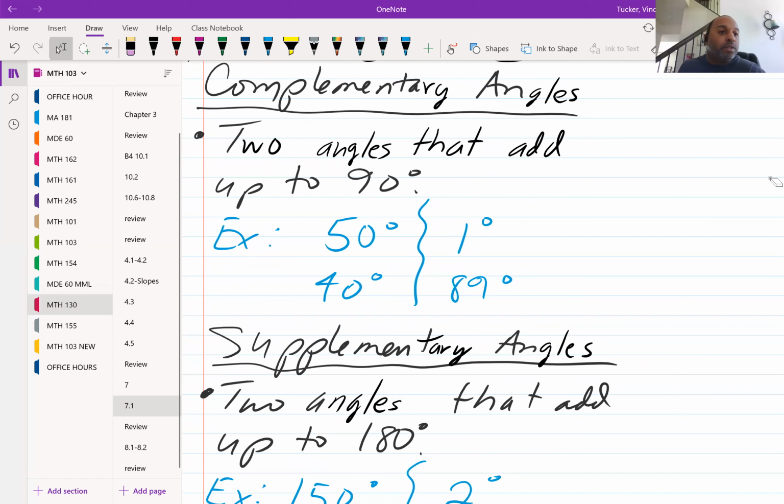And we have supplementary angles. Those are two angles that add up to give you 180 degrees.